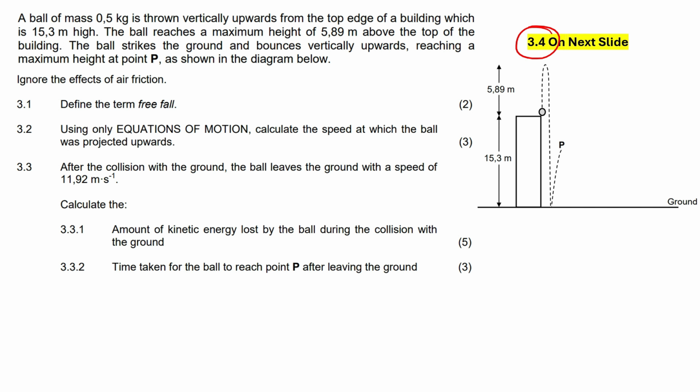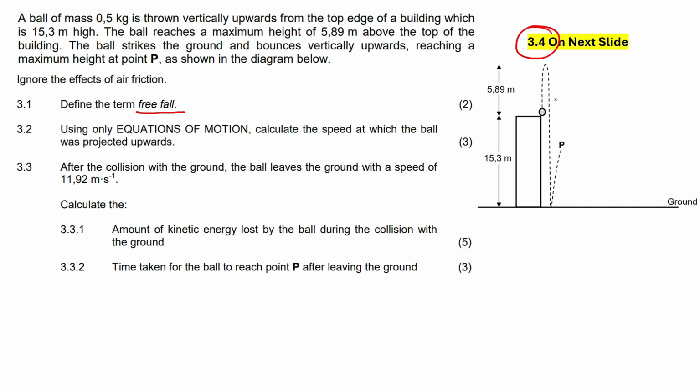Okay. A ball of mass 0.5 kilograms is thrown upwards from the top edge of a building, which is 15.3 meters high. The ball reaches a height of 5.89 above the top of the building. The ball strikes the ground, bounces upwards, reaching a maximum height at P. Ignore the effects of air friction. Define the term free fall.